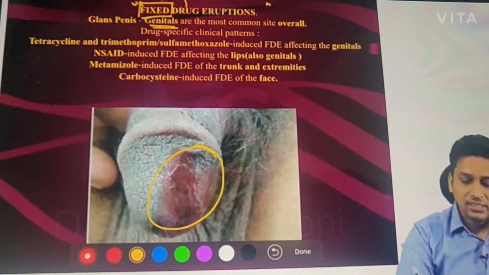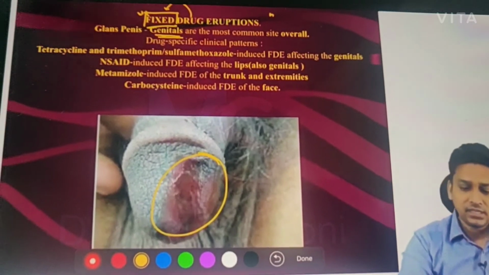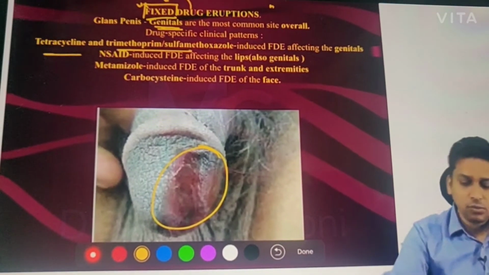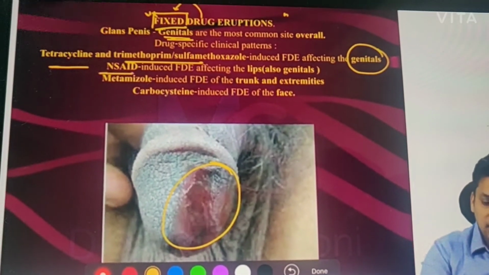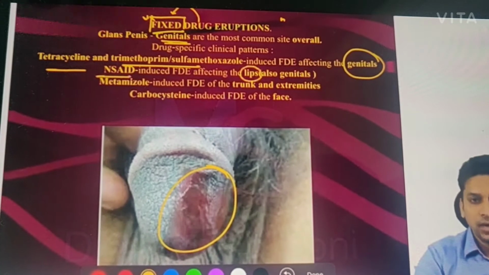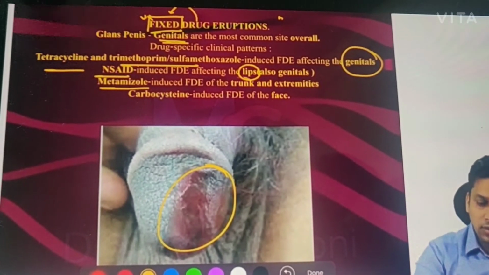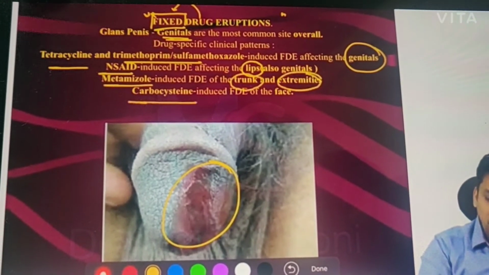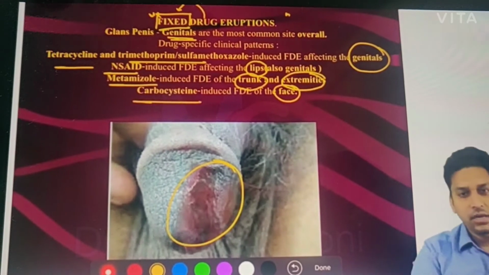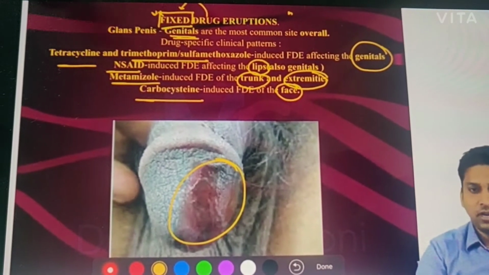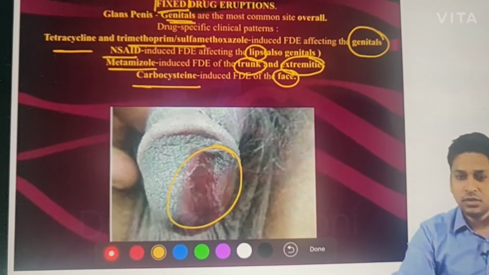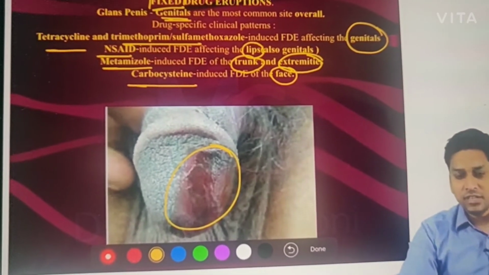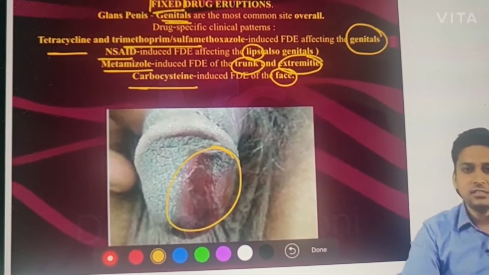These drugs have a drug specific pattern: tetracycline and Septran, that is cotrimoxazole, cause lesions over genitals. Then NSAIDs generally cause lesions over lips. Then metamizole causes lesions over trunk and extremities, and carbocisteine causes them over face. So these are the sites which are specifically involved, and if after consuming a drug you find these lesions which are fixed, that is every time they occur over the same site, then the answer is fixed drug eruption.